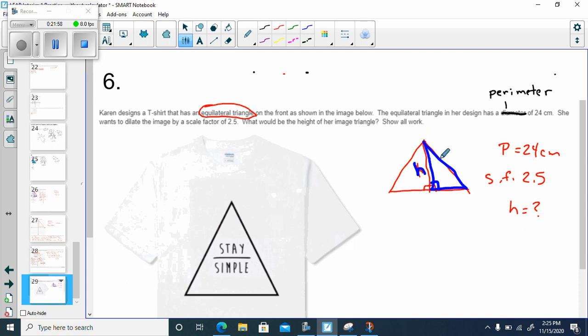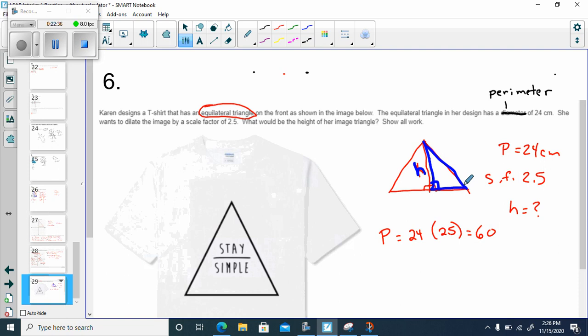It said the perimeter, the distance around, was 24. And then we're going to dilate it by a scale factor of 2.5. What would the perimeter be after the dilation? That perimeter would be the original multiplied by its scale factor of 2.5, right? Multiply your perimeter of your original by 2.5, 24 times 2.5. And it tells me that the perimeter of this is 60.